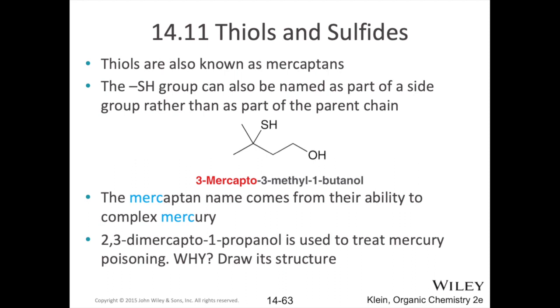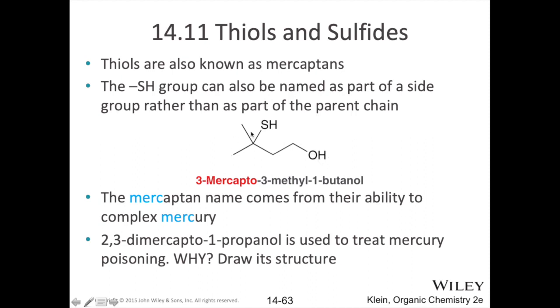Well, in the case of thiols, their prefix name, when you're treating a thiol as a substituent and not the main group, comes from mercaptan. So the prefix we use is mercapto. Thiols actually have a lower priority than alcohol.